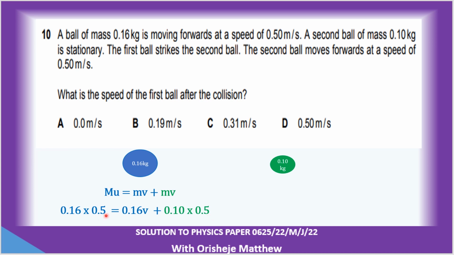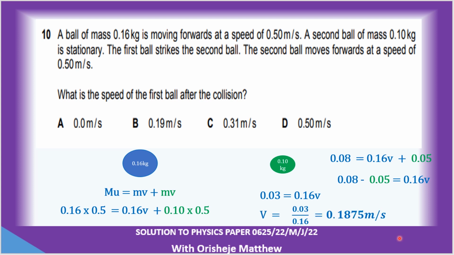So if we look at this one, using the principle of conservation of momentum, total momentum before collision is equal to total momentum after collision. So you solve it out, that will give you that. So transfer this way, we have 0.3 equal to that. So divide both sides by 0.16, so that gives you the final speed of the blue ball is 0.19 approximately, that is B.